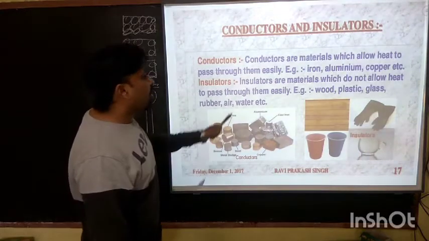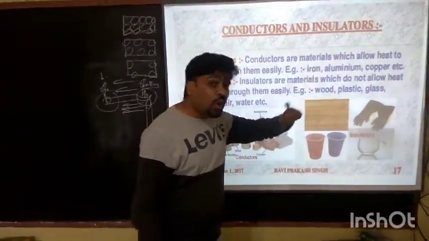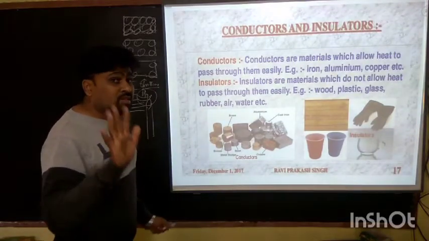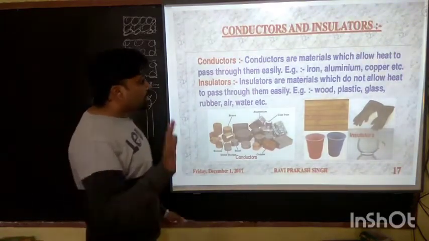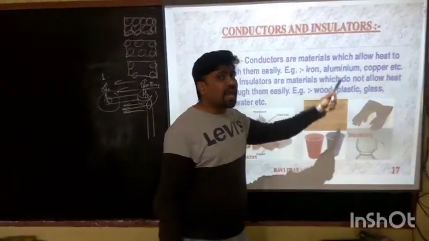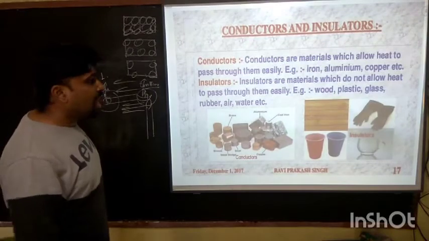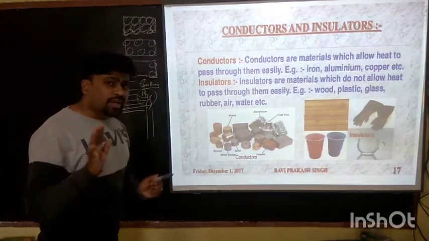Clear? Insulators are materials which do not allow heat to pass through them easily. That is what we call an insulator. Example: wood, plastic and glass. Clear? Wood, plastic and glass, these are the examples for insulators.